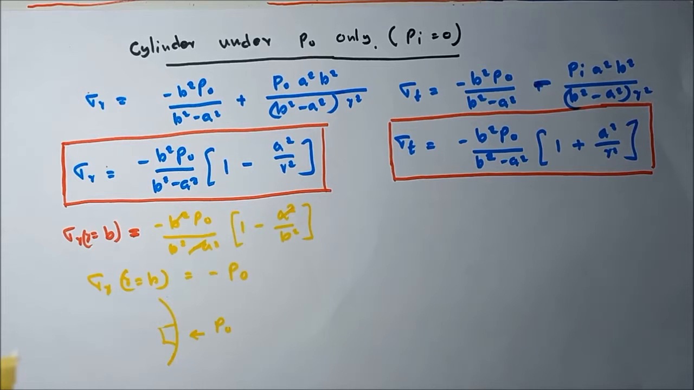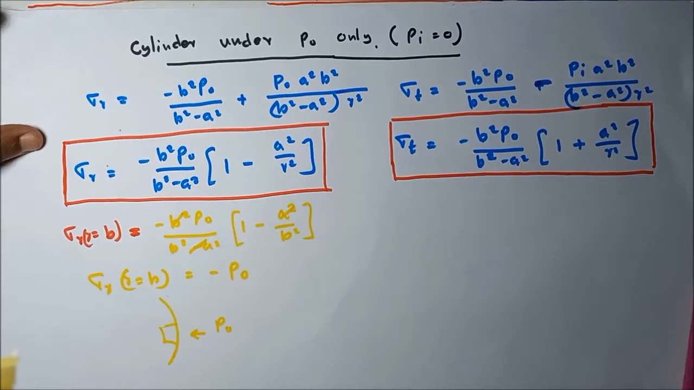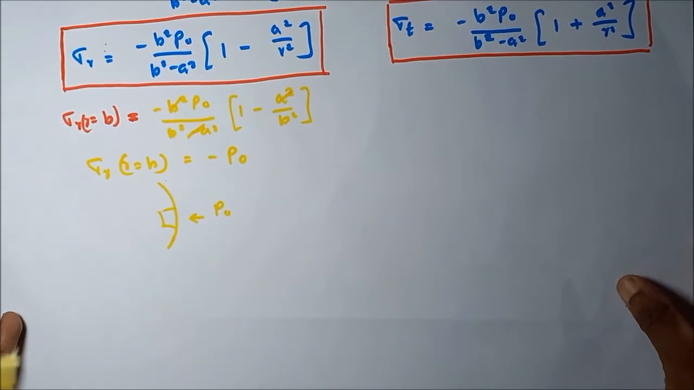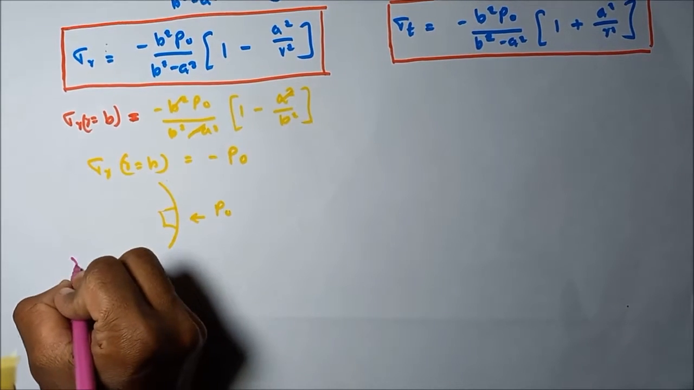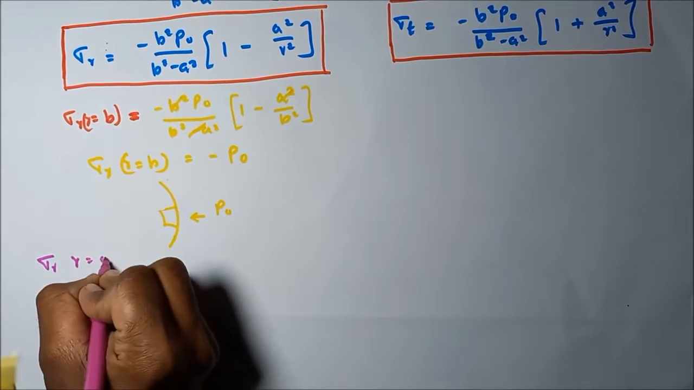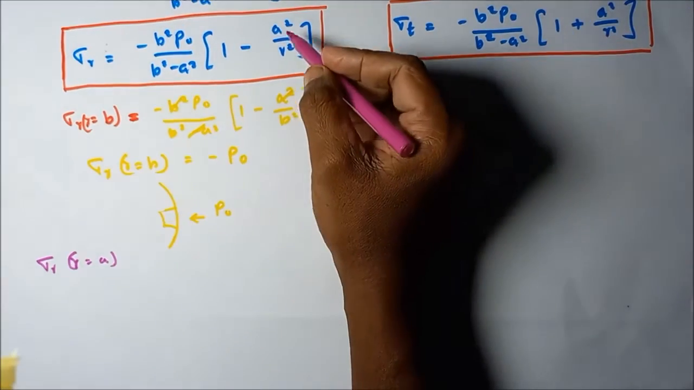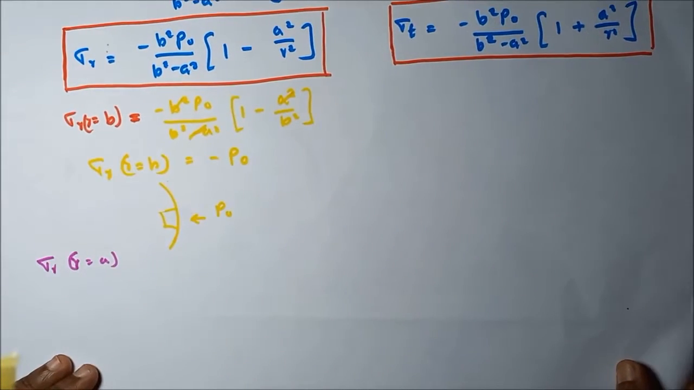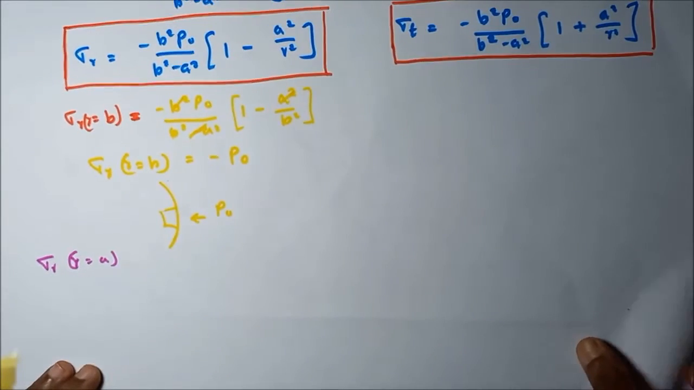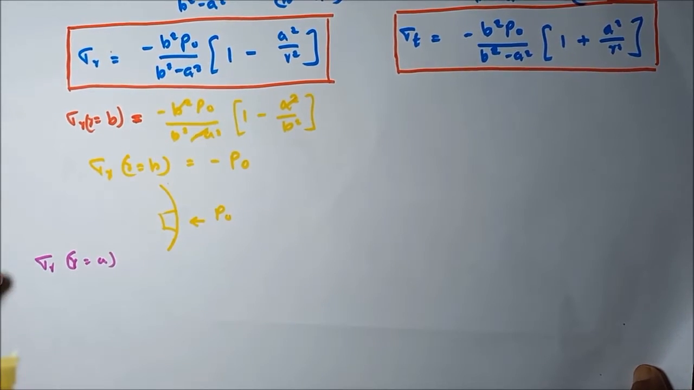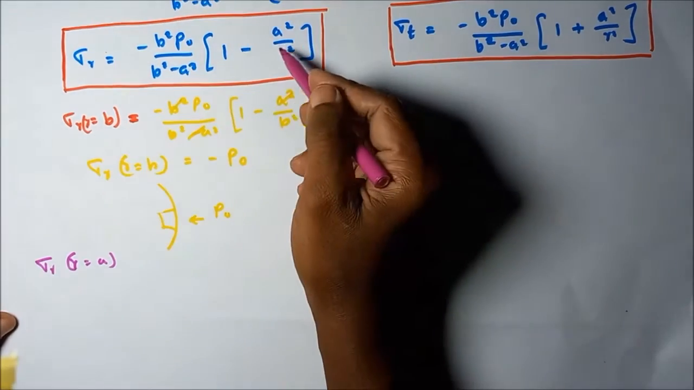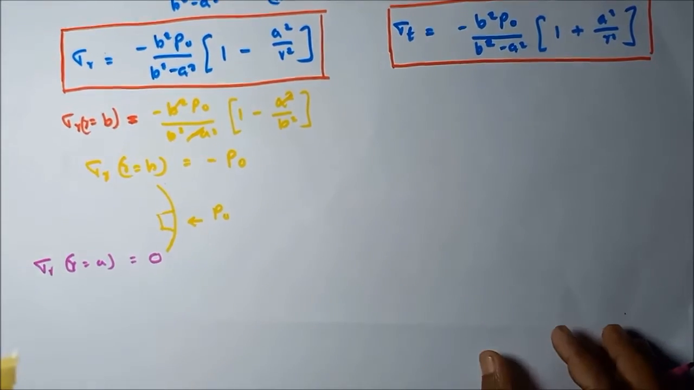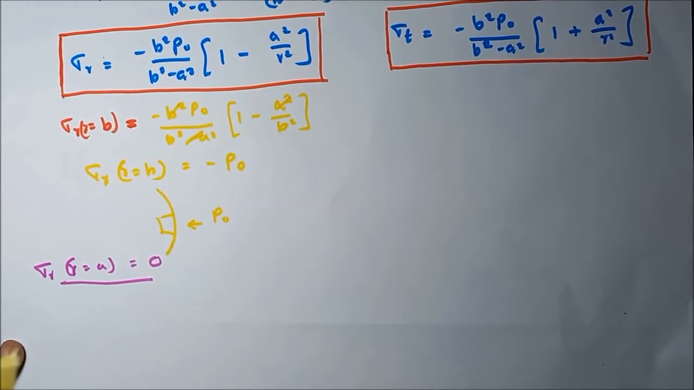Then what happened when r is equal to a? When r is equal to a, sigma r at r equal to a. This ratio becomes 1. The 1 minus 1, that is equal to 0. That means sigma r is equal to 0. So that means this stress is equal to 0.